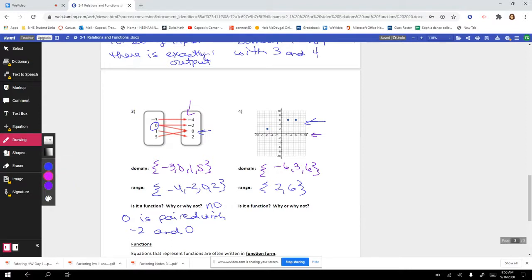Remember, this is an easy one to do my vertical line test. I did my vertical line there. I didn't do that very well. Let's try that again. I do my vertical line there, and I'm only going to hit that 1 point. Same thing here, only going to hit 1 point. So that looks pretty good. Is it a function? Yes. Why is it a function? It passes the vertical line test. So I'm all set.